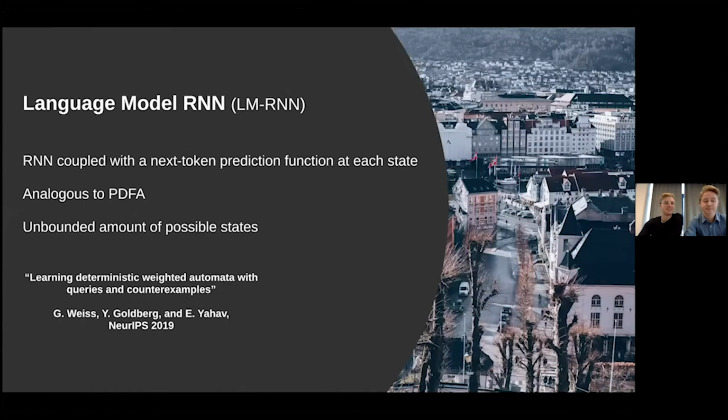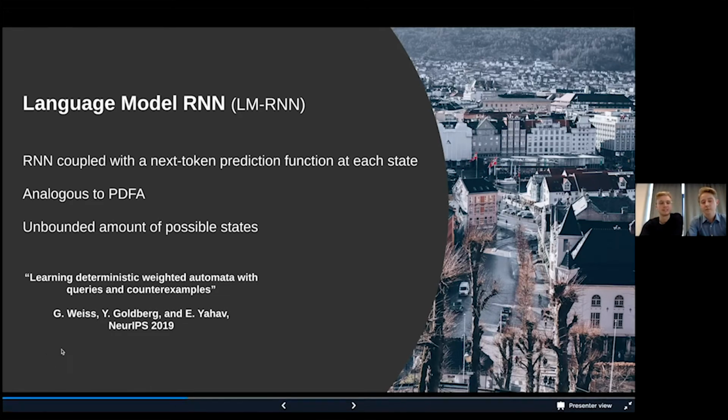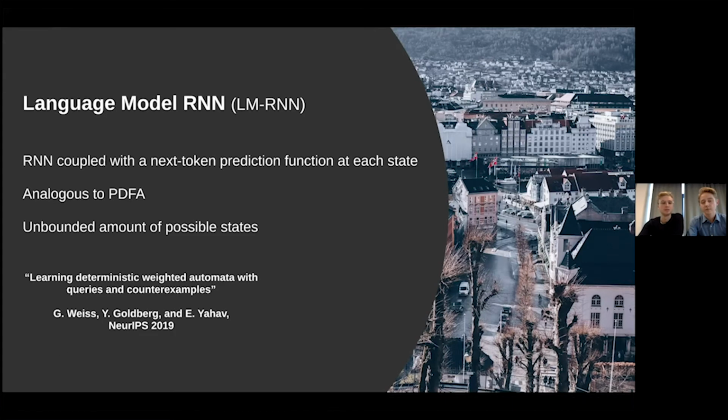And so a language model RNN is simply an RNN coupled with a next token prediction function at each state. So it'll take in a sequence and then it'll return some probability distribution for the next token. So in this way, it's actually analogous to PDFA. The difference here is that it may have an abundant number of possible states. So what if we wanted to extract a PDFA from this RNN? Well, there's actually an algorithm by Weiss et al. that we used to do this.